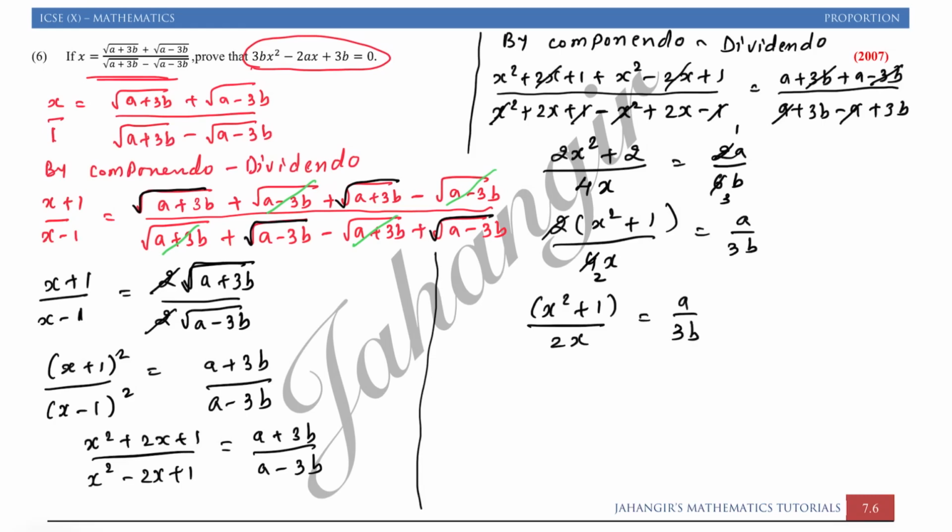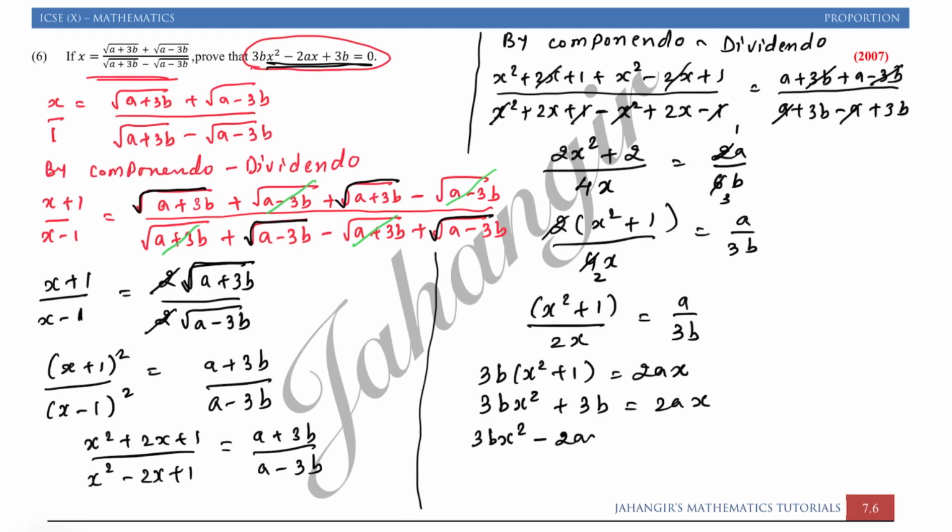Now cross multiply terms, 3b into x square plus 1 is equal to 2ax. Let's open bracket, 3bx square plus 3b is equal to 2ax. Now just have a look at proof. What we have to prove? We have to prove 3bx square minus 2x. So we will shift minus 2ax in between, plus 3b, right side is 0. So hence we got what we want.